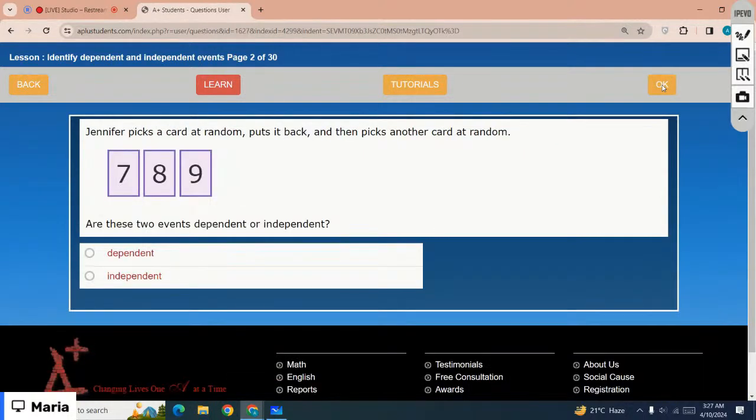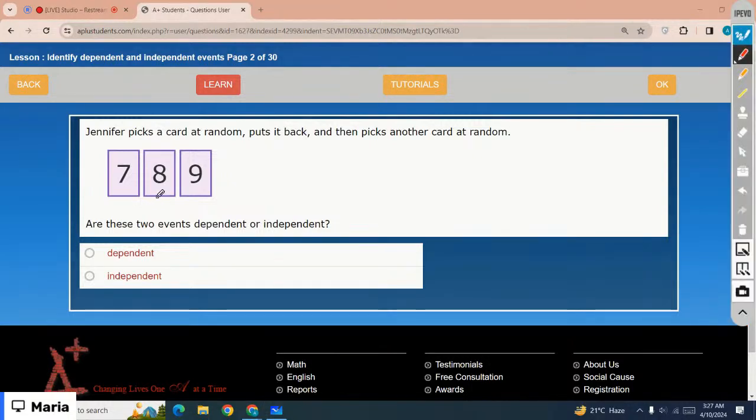The next one is Jennifer picks a card at random, puts it back, and then picks another card at random. Are these two events dependent or independent? So which is the correct option? Okay, so he has a total of three cards, right? The first time when he is going to pick the card, he has three cards. He selected one card and put the card back. Now for the second time he again has three options. They are independent events because for both the events the outcomes are exactly the same.